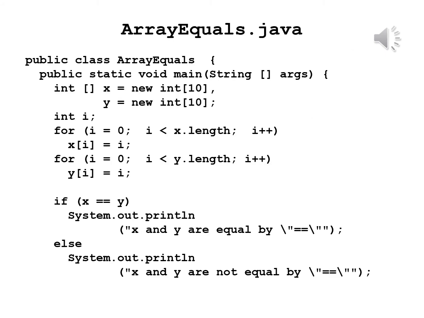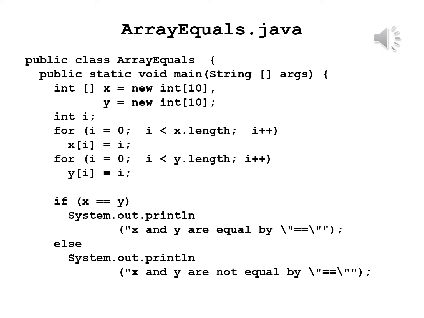The program ArrayEquals will give us the opportunity to test a couple different ways of comparing arrays. We begin: public class ArrayEquals. There will be no input, so we don't need Scanner. Public static void main(String[] args), and then int[] x = new int[10], and after the comma, y = new int[10]. In this regard, we can set up both arrays at once.